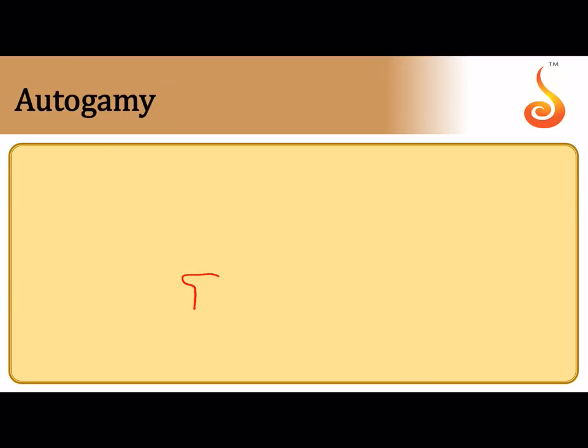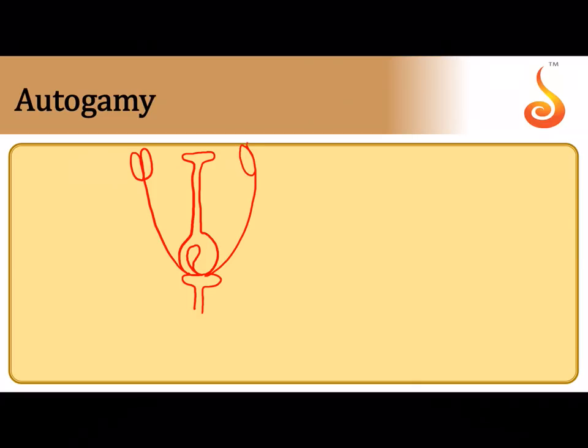So let us see here. Let me draw a flower for you here. This is the thalamus, and this is the pistil. Sitting inside the pistil is the ovule. Now we have the anther here, and these are the petals.